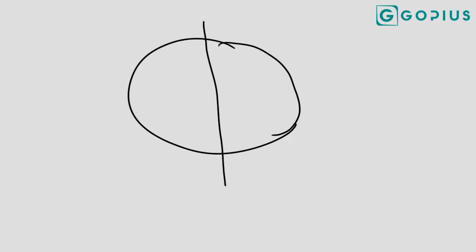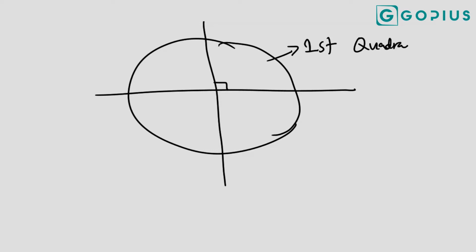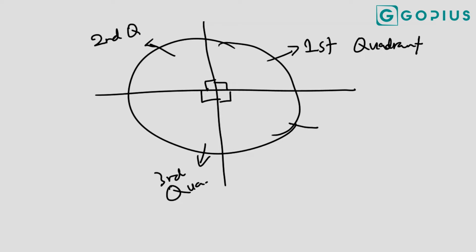Alright, so we divide our circle into 4 equal parts. At this point I have 90 degrees. We call this the first quadrant. At this other part I have another 90 degrees. This is called the second quadrant. Here I have another 90 degrees. This is called the third quadrant. And finally I have another 90 degrees, and this here is called the fourth quadrant. If you add all the 4 right angles together, 90 plus 90 plus 90 plus 90 will give you 360. And you know that the sum of angles in a circle is always 360 degrees.